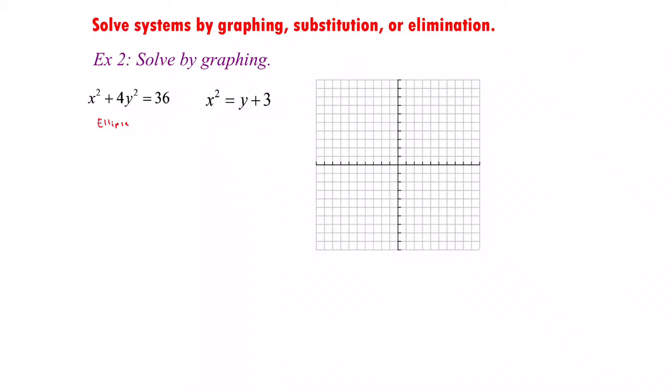So we're going to need to set this one up. We don't have to complete the square or anything. We can just divide both sides by 36. That'll give us x squared divided by 36 plus y squared divided by 9 is equal to 1.